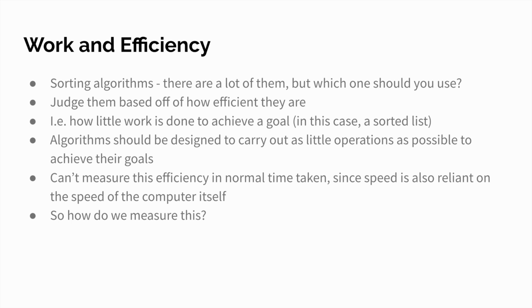An algorithm should be designed to carry out as few operations as possible to achieve its goal in order to be as efficient as it can be. We can't really measure this efficiency in regular time, minutes, seconds, milliseconds, or whatever, since the speed of an algorithm is also reliant on the speed of the computer itself. A faster computer will run an algorithm in less time. If you have a slow computer, it'll take longer to run the same algorithm. So how do we actually accurately measure the efficiency of an algorithm?